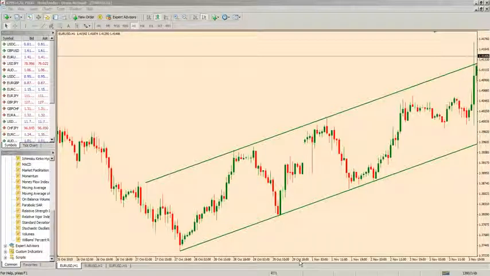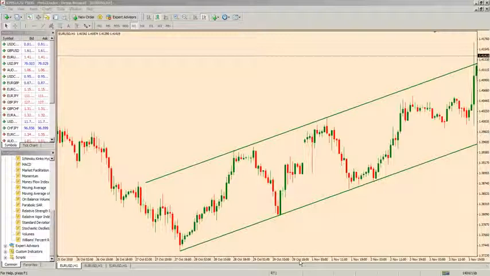Anup asked, for long-term trend identification, is weekly chart useful? Yeah, it can be useful, but I tend to use the daily chart more, both for determining the trend as well as for trading purposes.